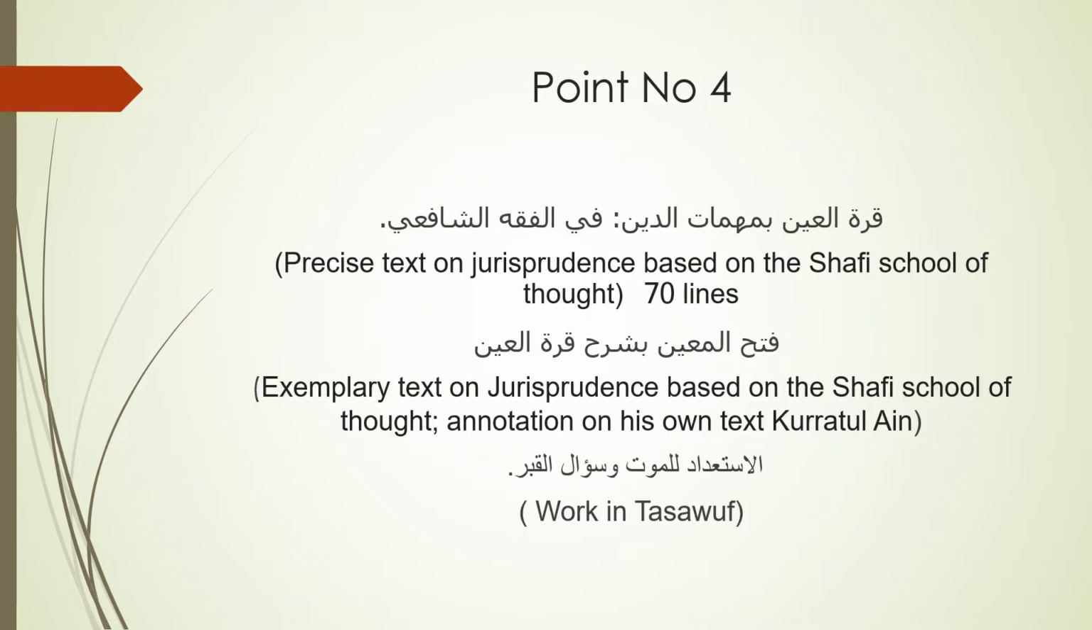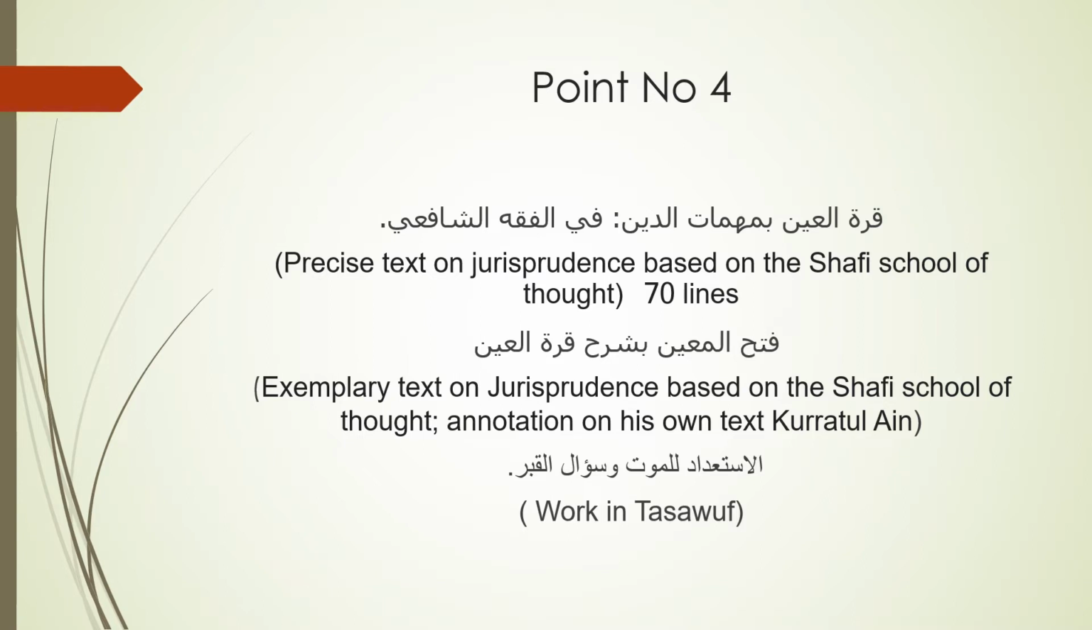Then we can move on towards his very famous works. The first work is Qurratul Ain bi Muhimmatiddin. That's a very precise, small text on jurisprudence, on fiqh, based on the Shafi school of thought. It includes around 70 lines. It was basically meant for the public, those who are not that much educated. So this was the base text of Fathehul Mueen.